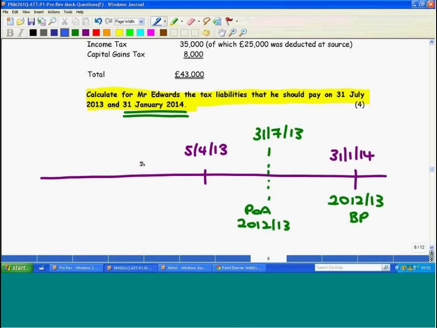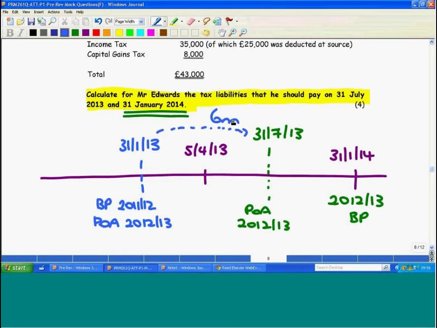So if we think about January 13, that would have been the balancing payment for the 2011-12 tax year, and then on that day we would have made a payment on account towards 2012-13, and then 6 months later we would have made the same payment on account again for 2012-13. So these two figures here, as long as you haven't made any reductions, those should be exactly the same. And we base those on 50% of the previous balancing payments.